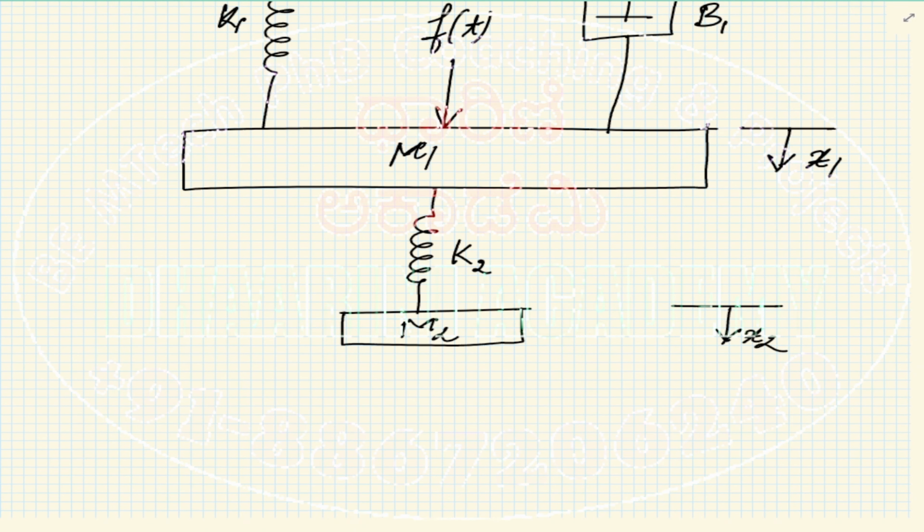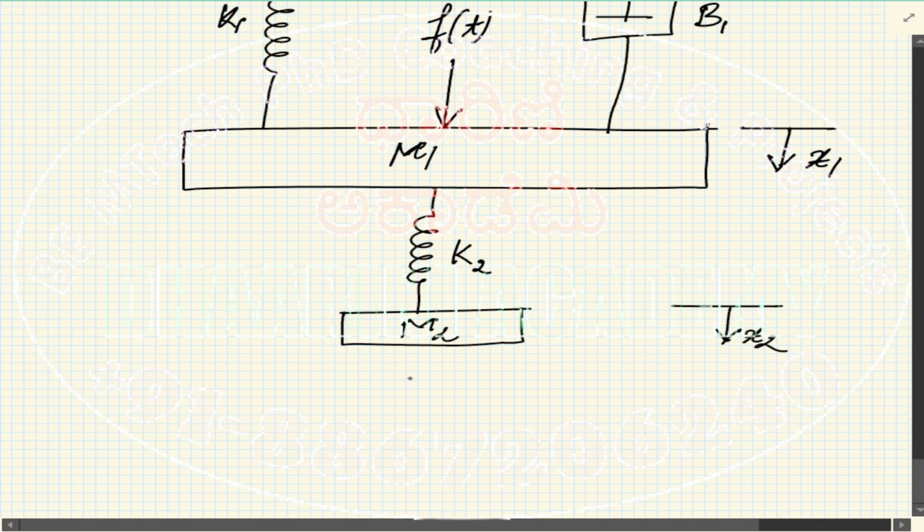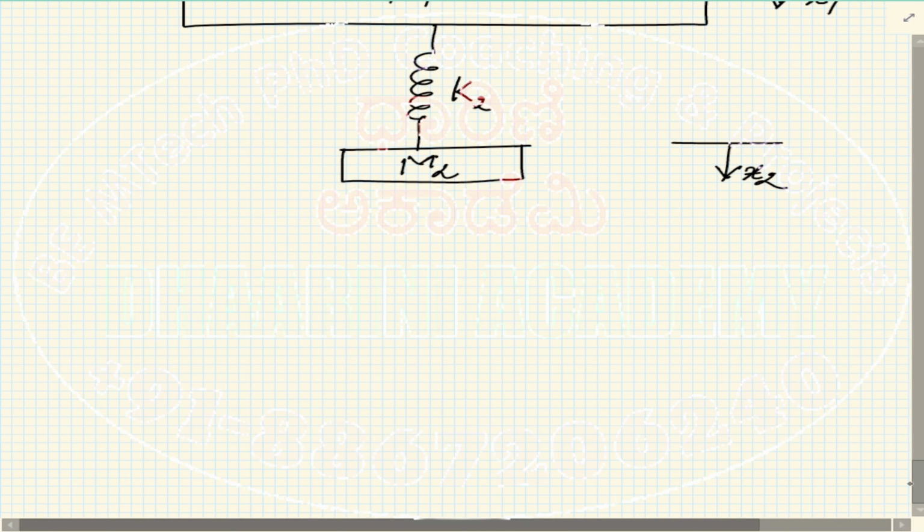Okay, so let's write the equations. The easiest way is to convert this given diagram into an equivalent diagram. We try to write a network for this, right? Convert this given mechanical system into something like a circuit. Okay, it's not exactly a circuit, but we try to represent it in terms of a network, right? So always you write an equivalent network.